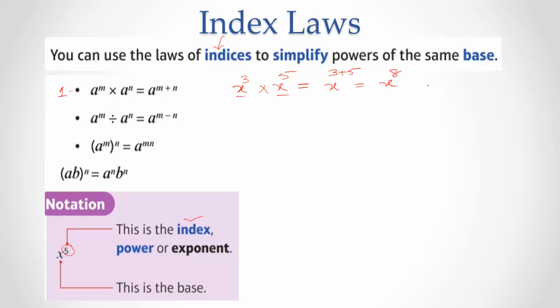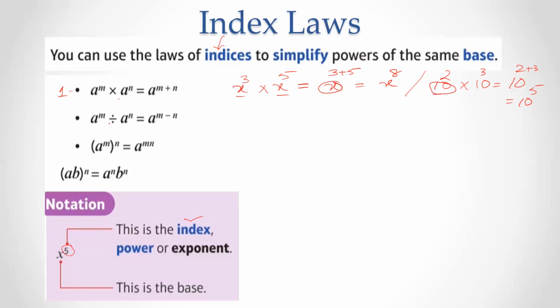Or if we take numbers, like 10 power 2 times 10 power 3, we write 10 only. The base we write one time and the powers will be added. The answer becomes 10 power 5. So we can go with the numbers as well as the variables with the laws of indices.